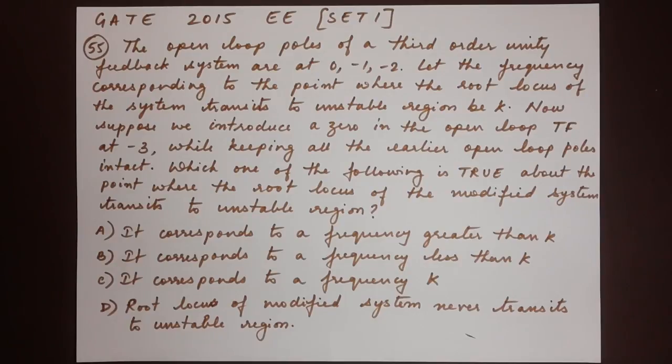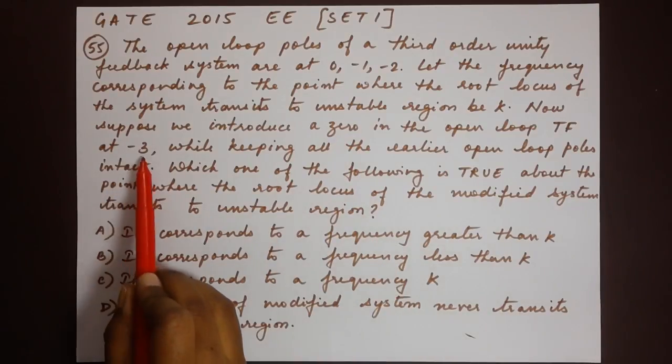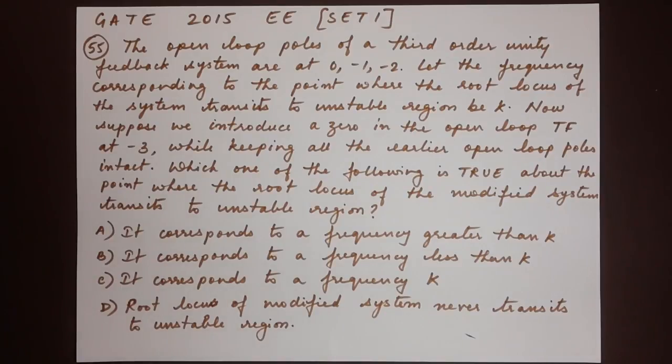Okay, so we have a lot of information given. Let's see if we can break it down and figure out what's the right option. So the question talks about root locus. So let's try and draw a rough diagram of the root locus plot of the transfer function when only the poles are given and also when the 0 at -3 is introduced. So let's start by writing down.